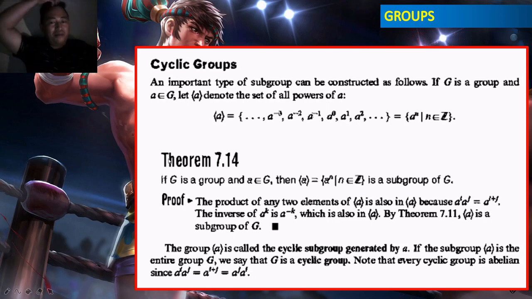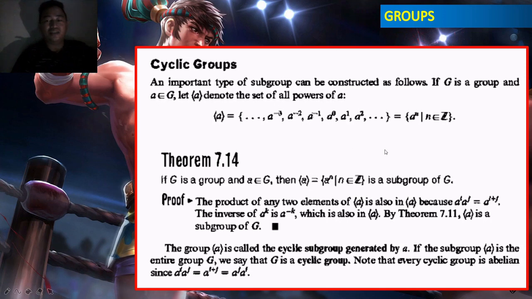Theorem 7.14. If G is a group and a is an element in G, then the set generated by a is a subgroup of G.